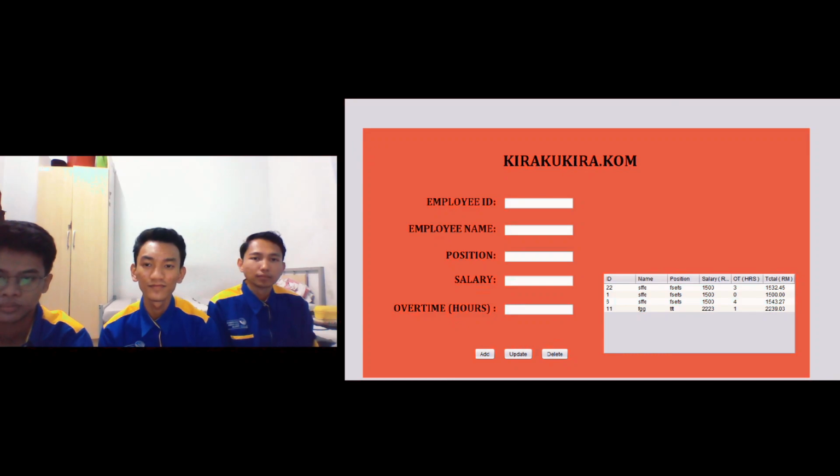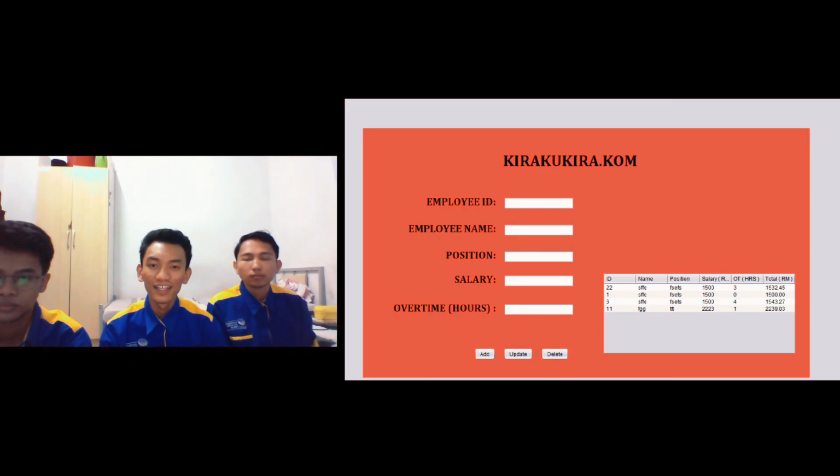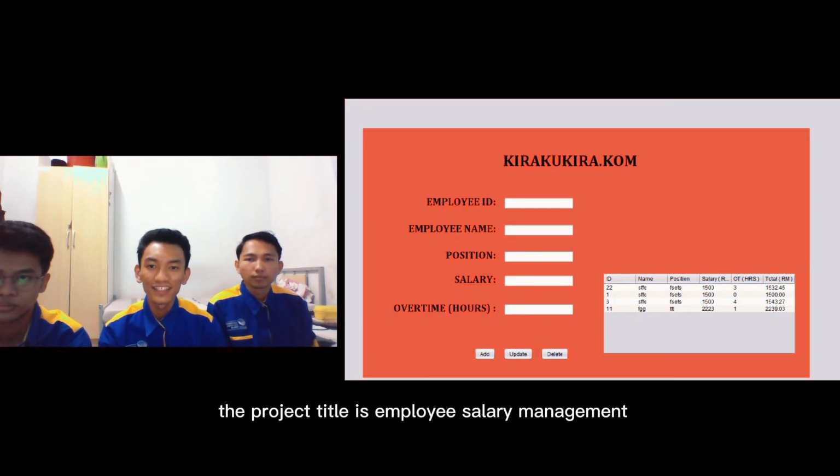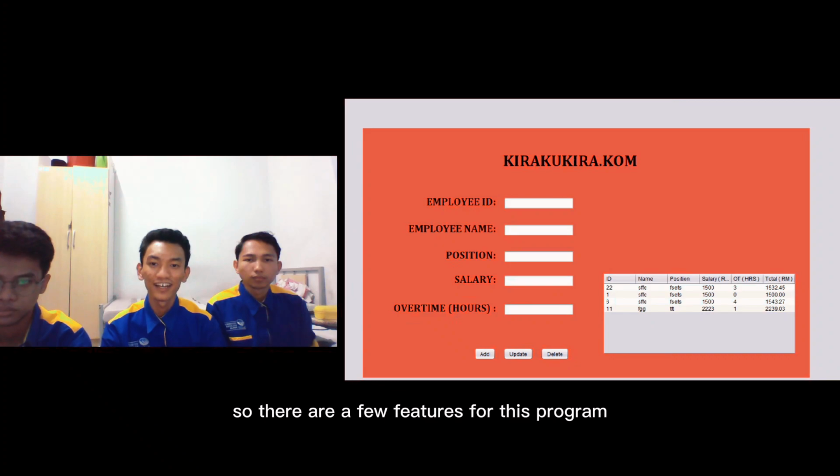22130237. So today we will present our mini project for OOP. The project title is Employee Salary Management. This program name is kirakukira.com. So this project is connected with a database. There are a few features for this program.